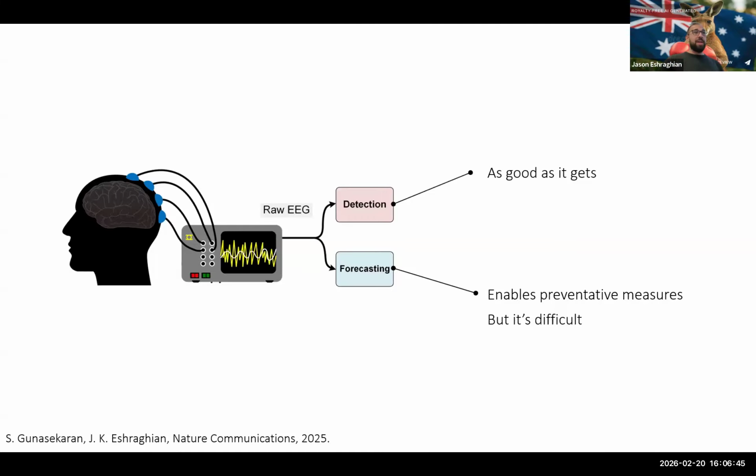Detection, on the other hand, is pretty much as good as it gets. Given some EEG signals, telling you what's happening with those signals right now is the best that I could possibly do. So what's the setup? How are we taking inspiration from predictive coding here?